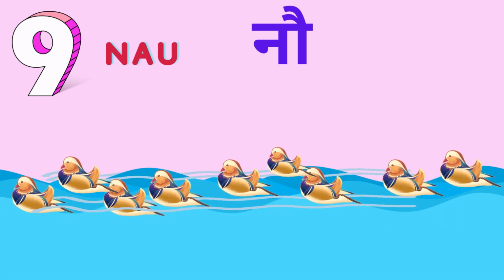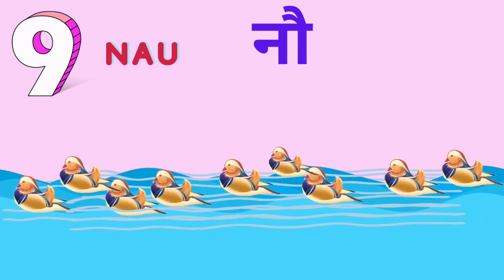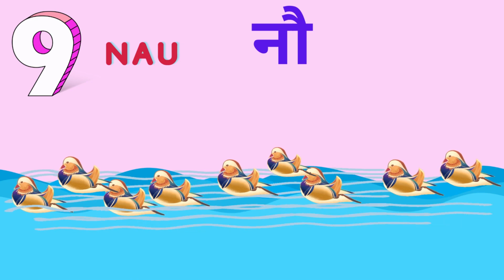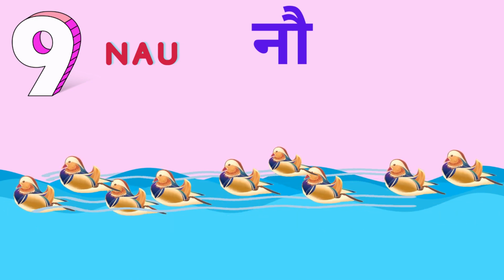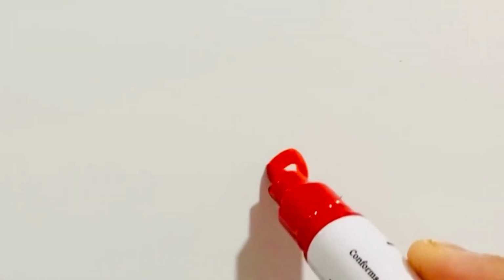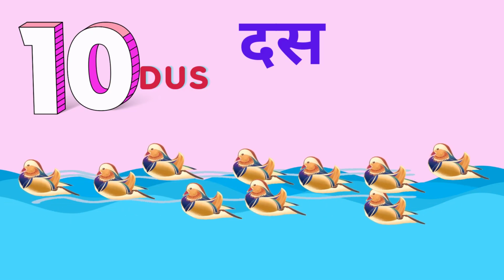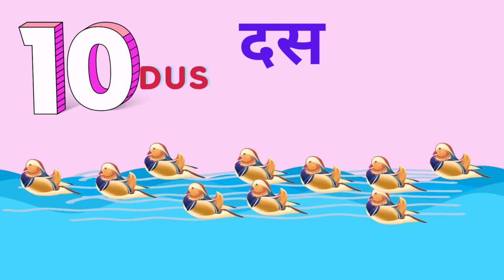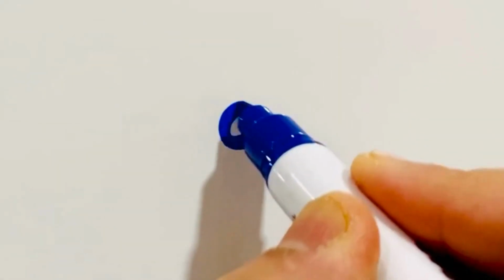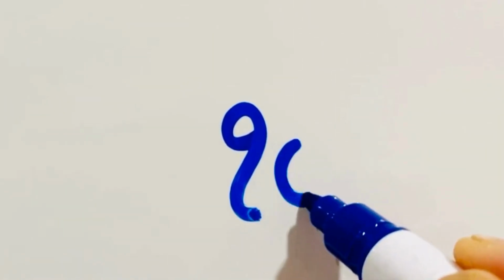Then comes 9. 9 is written as if we have horizontally flipped 1. Okay, so we make an anti-clockwise circle and we give it a nice curvy tail at the end. And then comes 10, which is made by joining ek and shunya, that is 1 and 0 together.